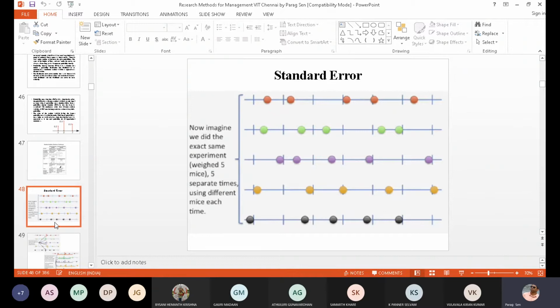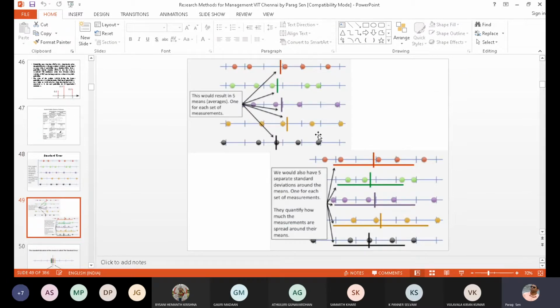Now you can see that for 5 different experiments you will get 5 means or averages, one for each set of measurements. We would also have 5 separate standard deviations around the means, one for each set of measurements. Why? Because you have taken 5 different sets of values. That's why you get 5 different means and 5 different standard deviations, and they quantify how much the measurements are spread around their means.